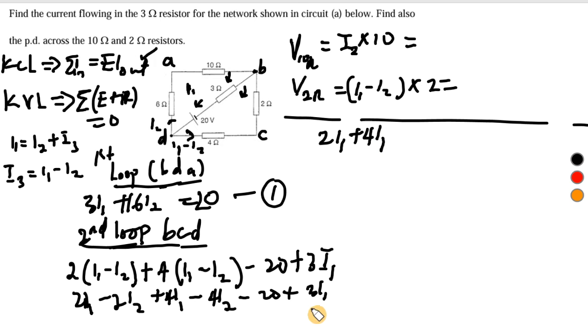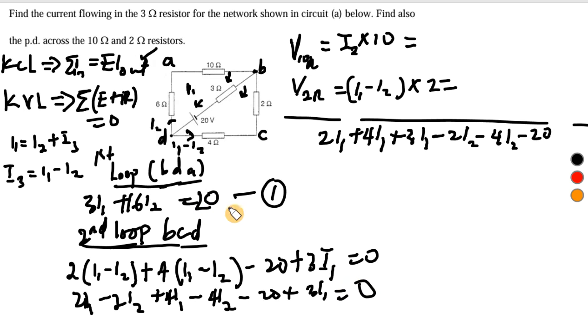We have another I1. This is another I1 plus 3 I1 minus 2 I2 minus 4 I2 minus 20. Of course, you know here that everything should equal 0, just as we had in the first loop. So this is 2 plus 4, 6 plus 3, 9. So we have 9 I1.